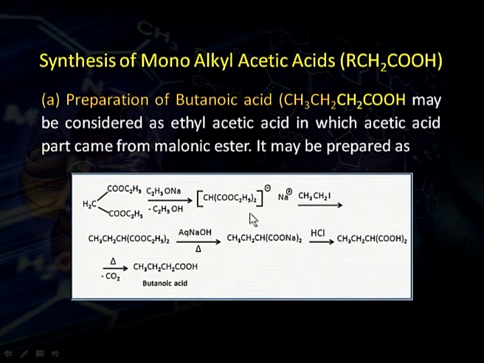This acts as nucleophile and upon treatment with ethyl iodide, the ethyl group is substituted and it forms substituted malonic ester, which upon hydrolysis produces sodium salt of the acid and alcohol is removed, and this upon acidification forms dicarboxylic acid, and when this dicarboxylic acid is heated it loses carbon dioxide and forms butanoic acid.